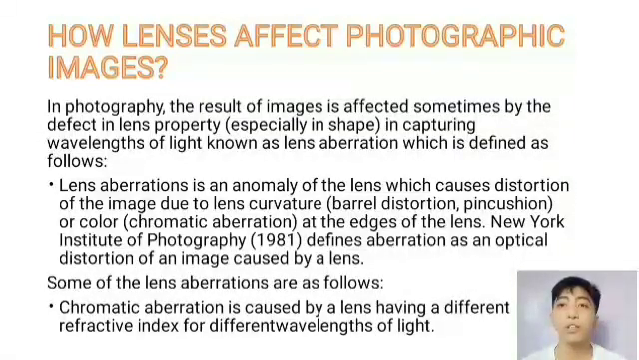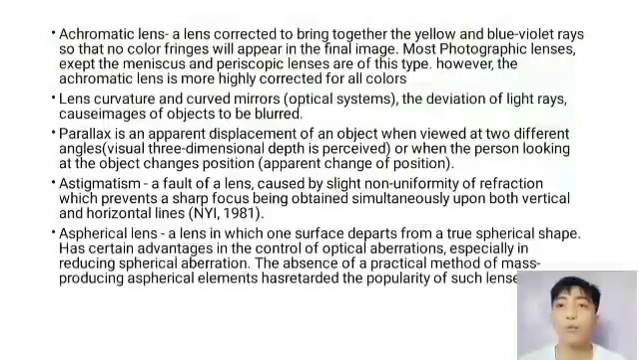Chromatic aberration is caused by a lens having a different refractive index for different wavelengths of light. An achromatic lens is a lens corrected to bring together the yellow and blue-violet rays so that no color fringe will appear in the final image. Most photographic lenses, except the meniscus and periscopic lens, are of this type. However, the achromatic lens is more highly corrected for all colors.